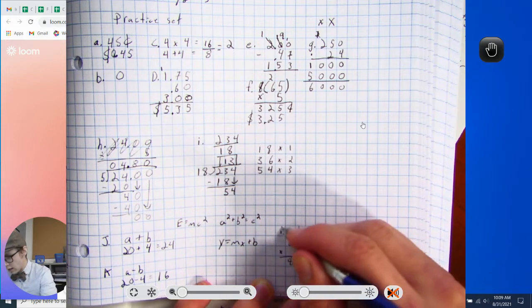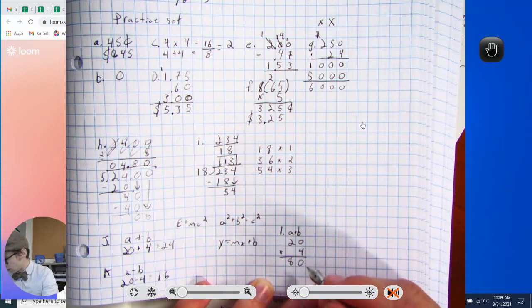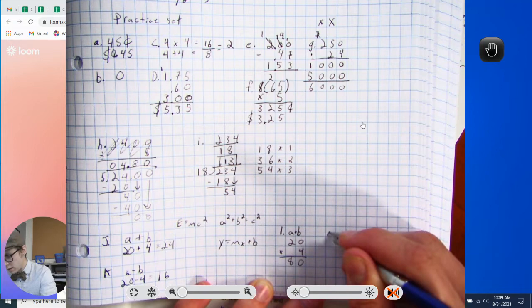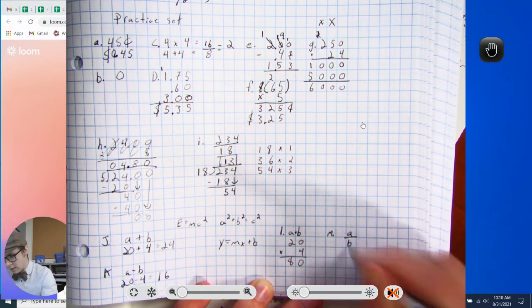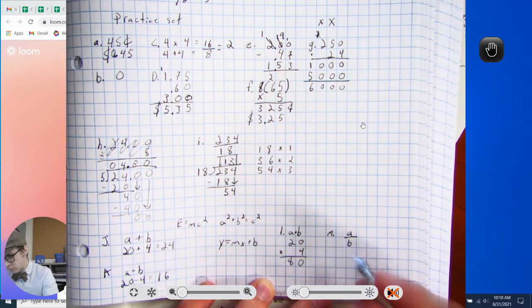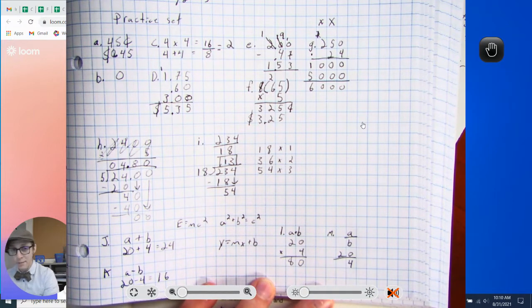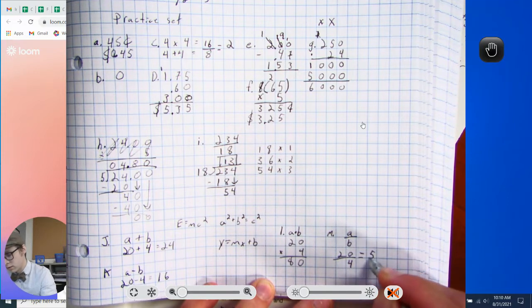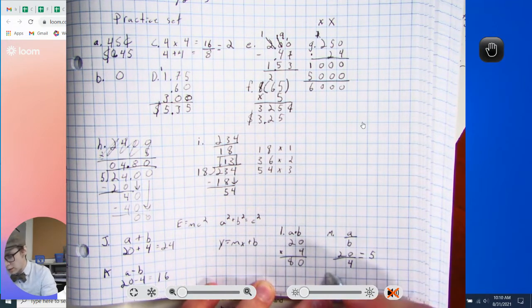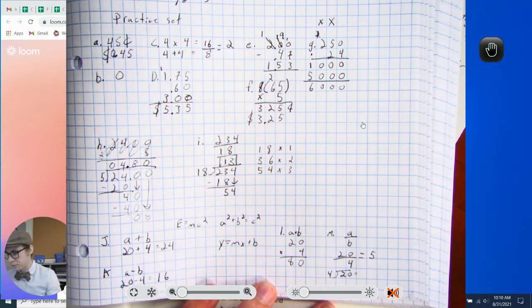Oh, this is L, not I. Sorry. And M is A divided by B, which is 20 divided by 4. I happen to know that that's 5. You could also go ahead and do 4 divided by 20 and figure that out that way.